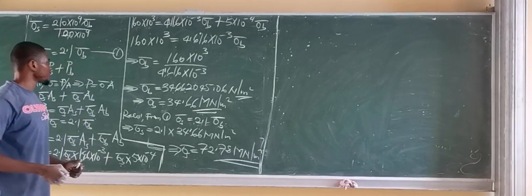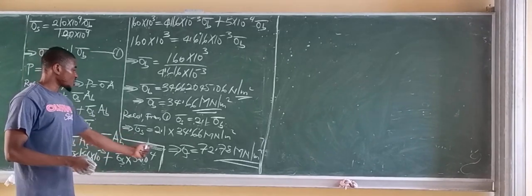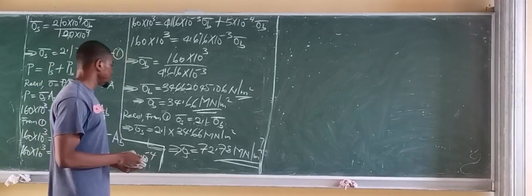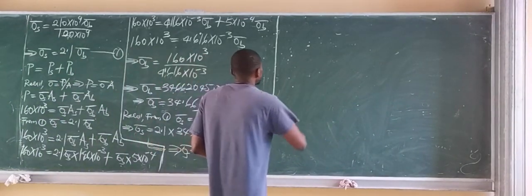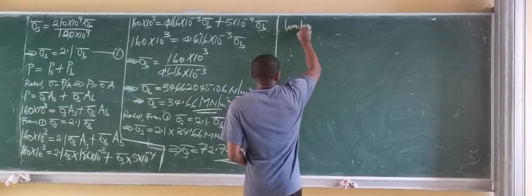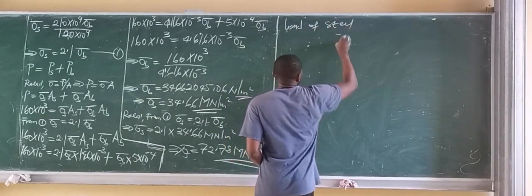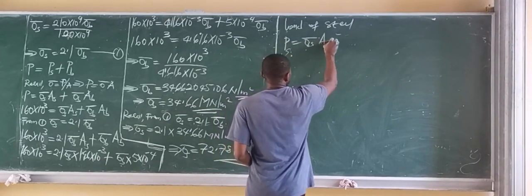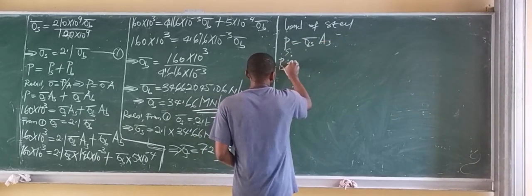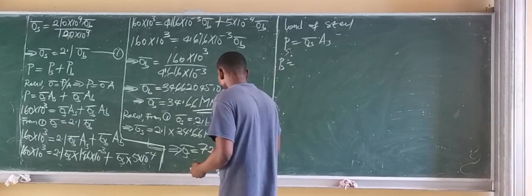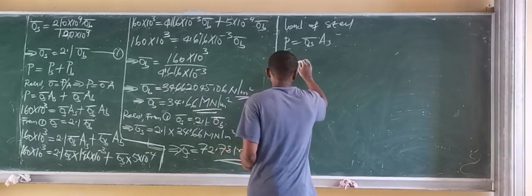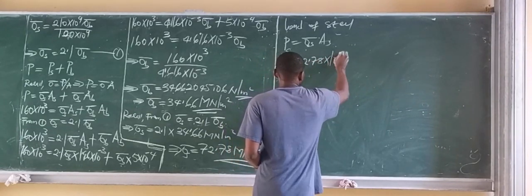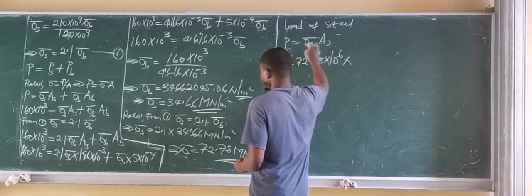Alright, so these two stresses, sigma b and sigma s, are actually the compressive stresses carried by each of the materials. The next question is to find the load carried. To obtain the load of steel, we simply say load is stress of steel times area of steel. So load of steel is equal to the stress of steel, which was obtained as 72.78 meganewtons. So this is 72.78 by 10 raised to the 6, mega, times the area of steel.